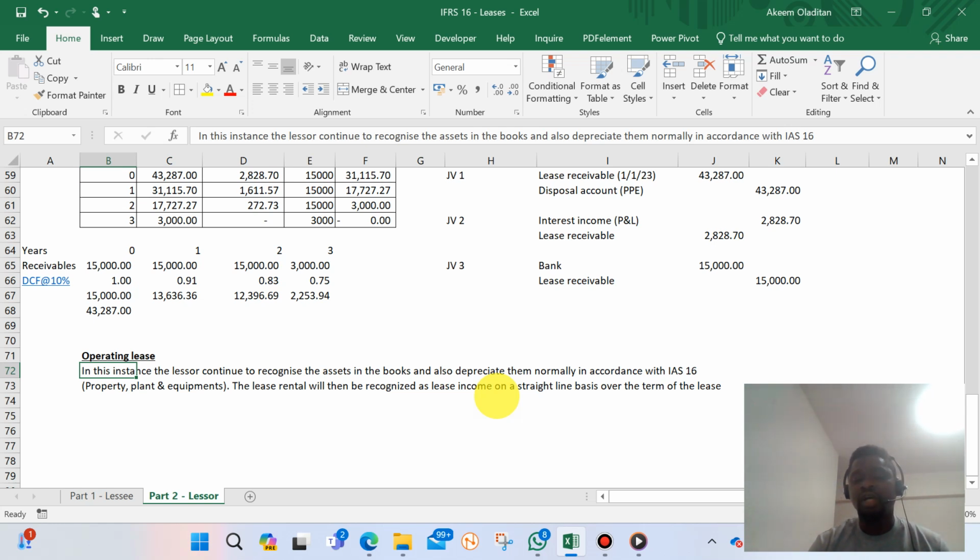As compared to what we have in the finance lease, where we have to do a present value of that amount, here we don't do that. We don't derecognize the asset, it continues to stay in the books, but the lease rental would be recognized in the income statement on a straight line basis.